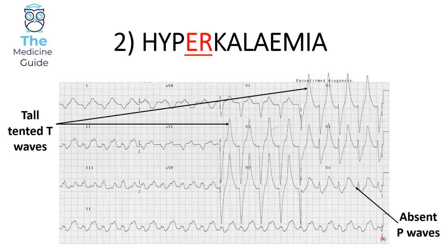Another feature that's very classic of hyperkalemia are absent P waves, and you can see that in V6 because you've got your QRS complex and then a tall tented T wave, you don't have any P waves.